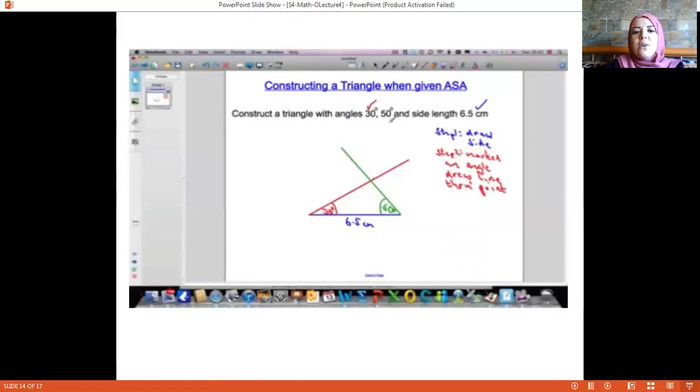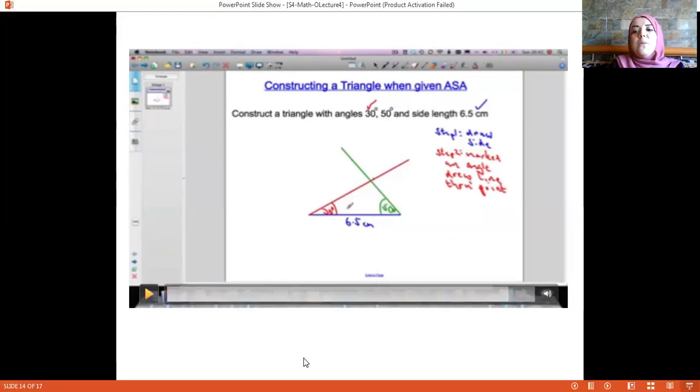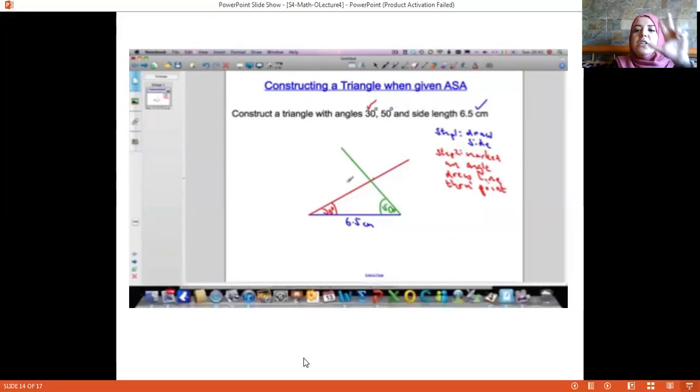Okay, so I think it's very easy. So when you want to construct a triangle, you have three cases. Either I give you three sides, or two sides, one angle, or two angles, one side. Okay. So for three sides, you use a ruler and a compass. Two sides, one angle, and two angles, one side, you need a ruler and a protractor only. Okay.